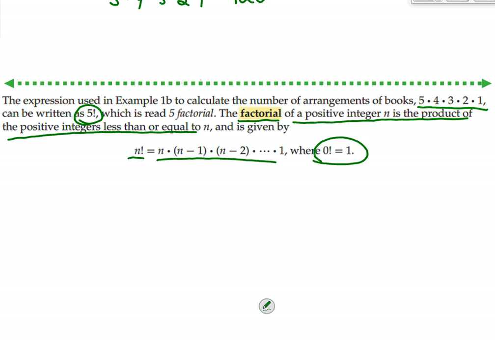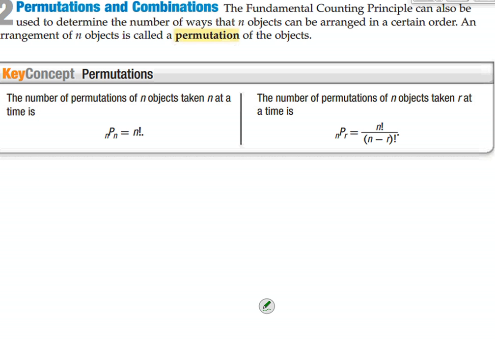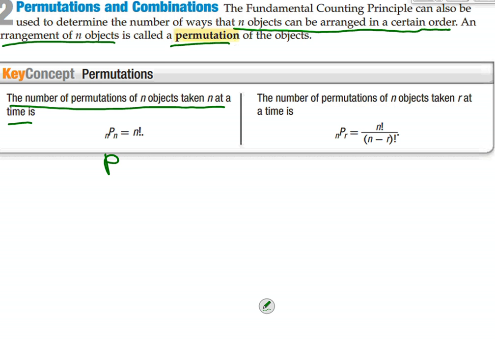Then permutations are where order is important. Let's see, n objects can be arranged in a certain order, and the arrangement of n objects is called a permutation, if order is important. So the number of permutations of n objects taken n at a time is n factorial.